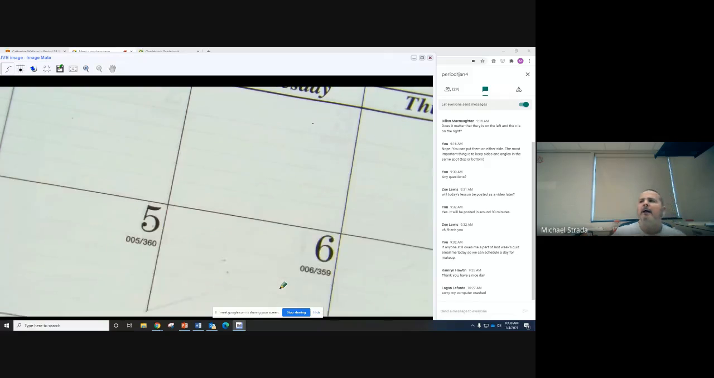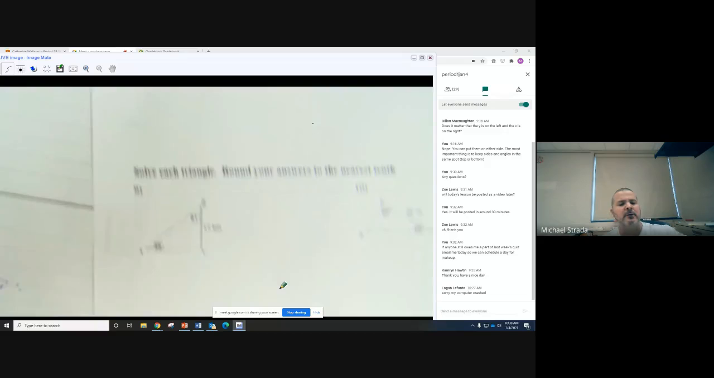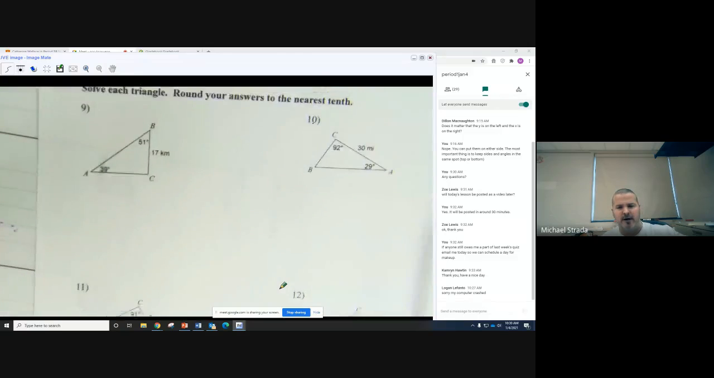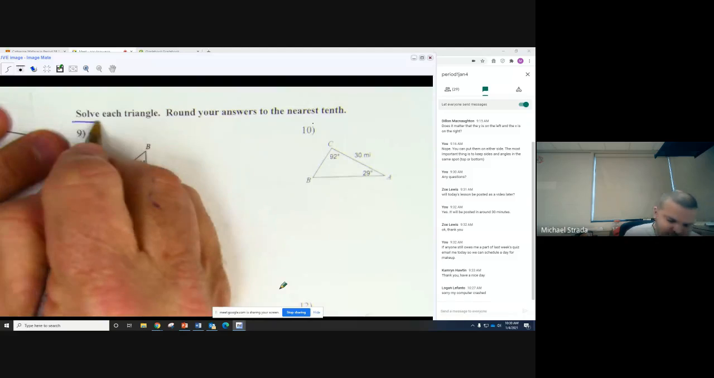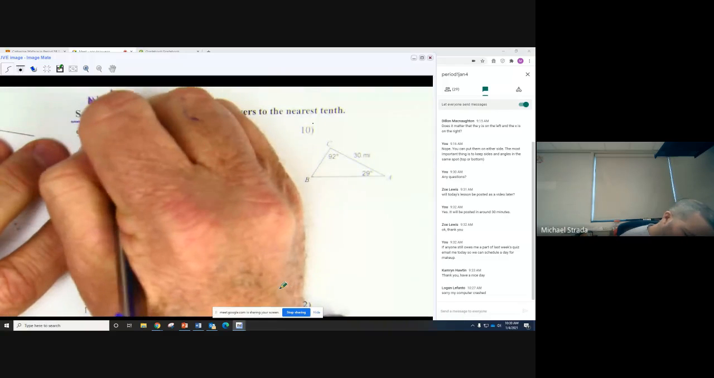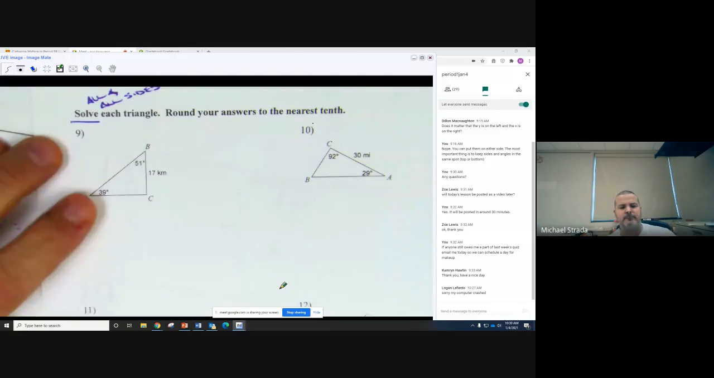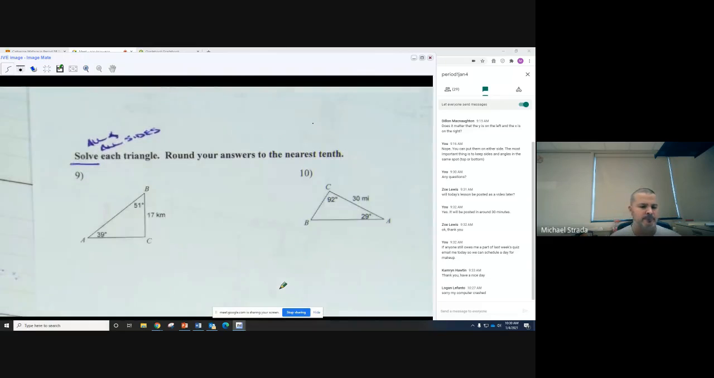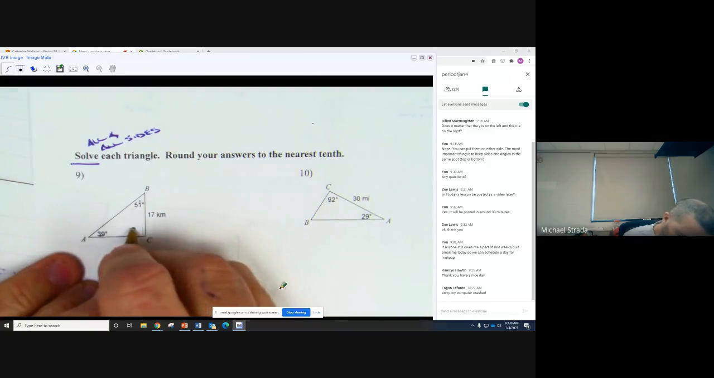All right. And then the last part of your homework that is just terminology, it says solve each triangle, round your answers to the nearest tenth. When it says solve each triangle, all you're doing is finding all angle measures and all sides. That's all you're going to do. So 51 and 39 is 90. Subtract that, and that's a 90-degree angle.